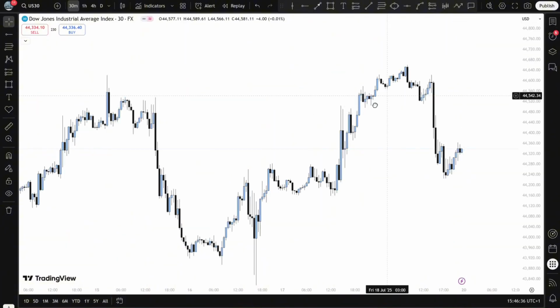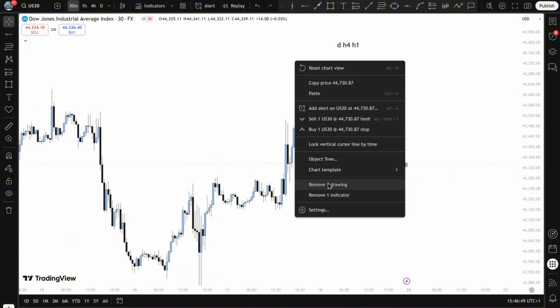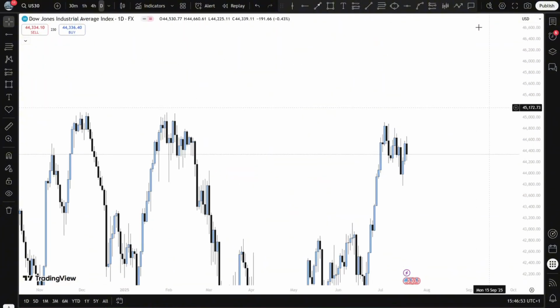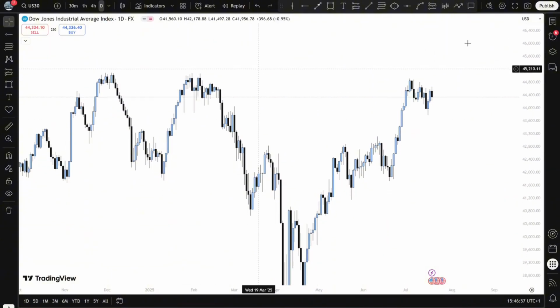So this is the 1 hour chart on US30. As you all know already, we only use three time frames: the daily, the H4, and also the H1. Those are the three time frames we use to analyze our trade and also execute our trade. So the first thing I will have to do is to go all the way up to the daily time frame.